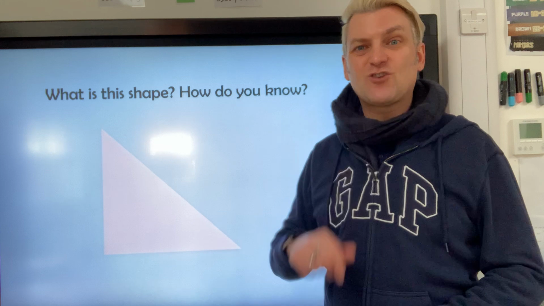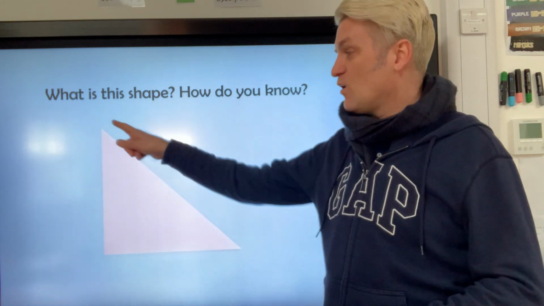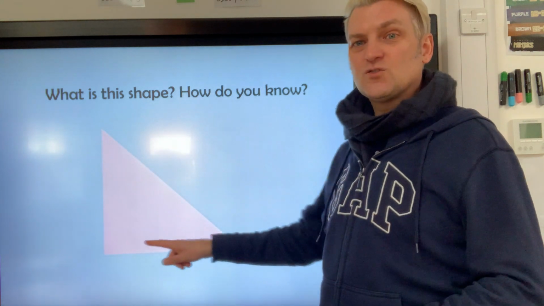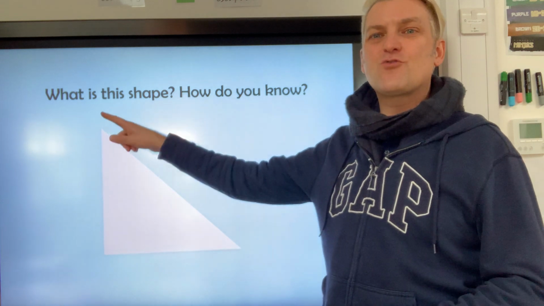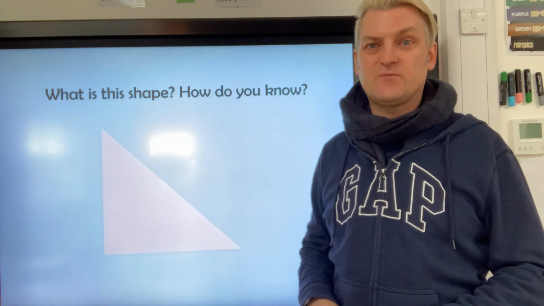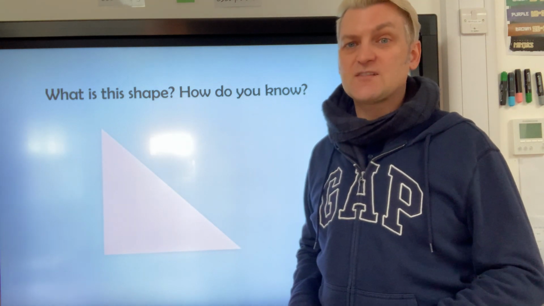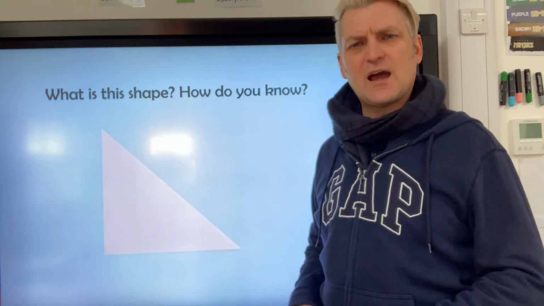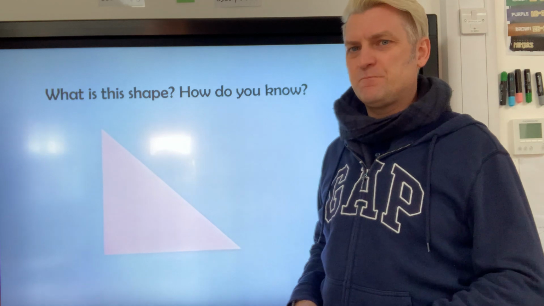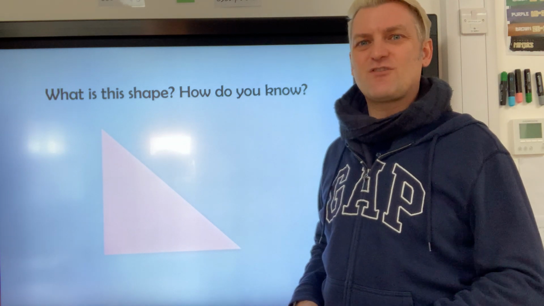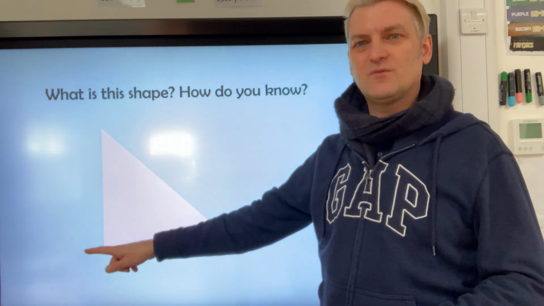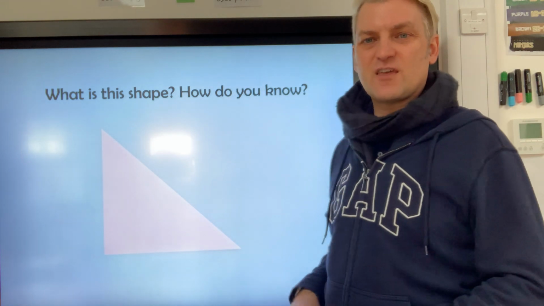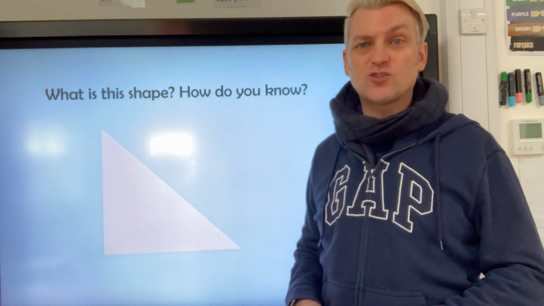But a triangle always has 1, 2, 3 straight sides. And remember, they don't always have to be the same. Some can be short and some can be long. How many corners does it have though? It does have 3, well done. 1, 2, 3. There are 3 corners on a triangle.